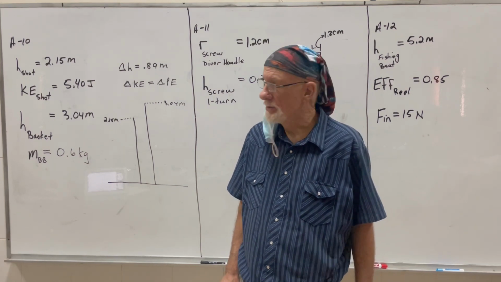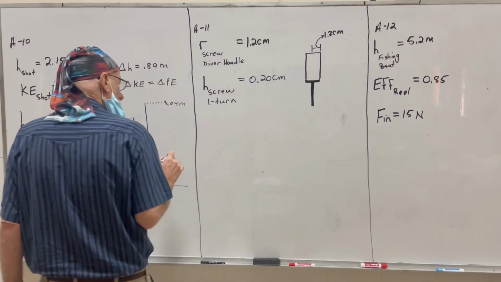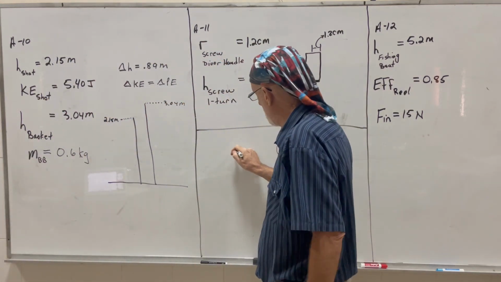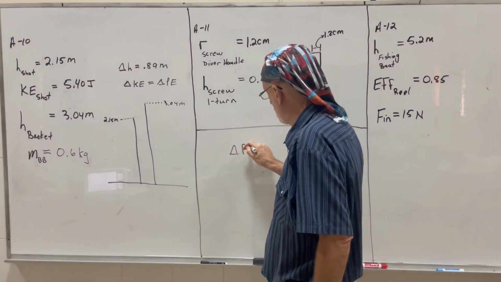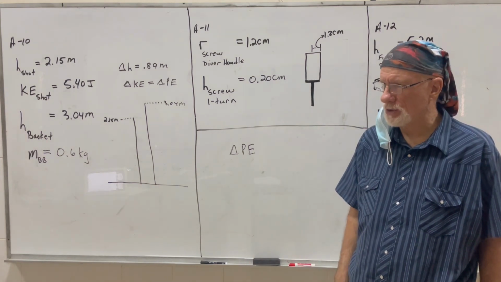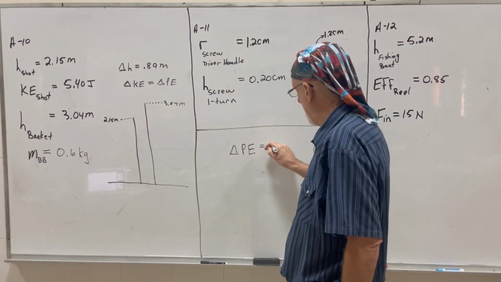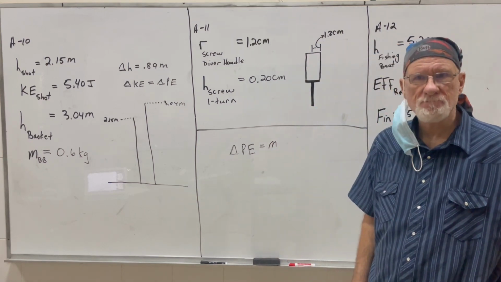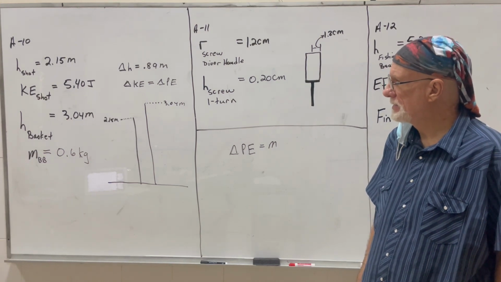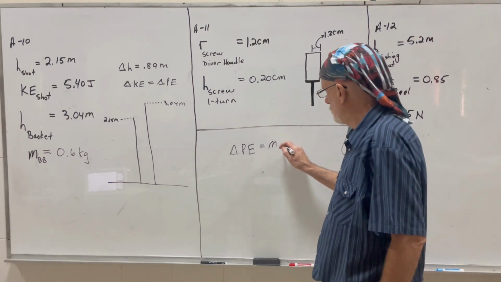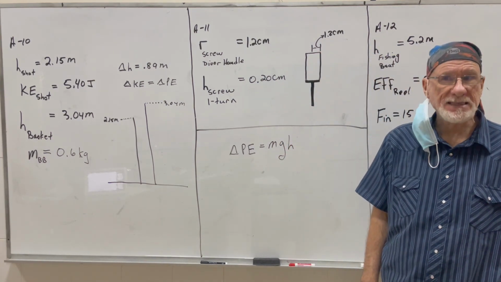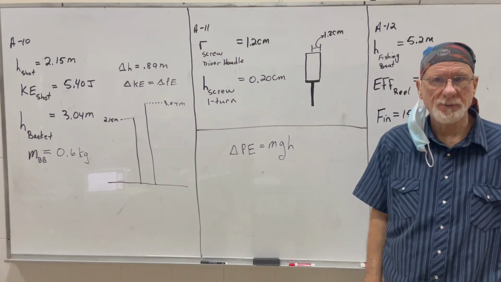Does it have enough? So you would say, I'll just write over here. This is the next problem, but I'll just write here. In other words, the change in potential energy is going to increase by 5.4 joules, correct? That's going to be equal to mass. Are we given a mass? Yes. The mass is 0.6 kilograms, g, which is 10, correct? And the height, which is 0.89.